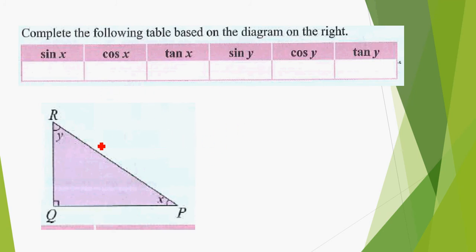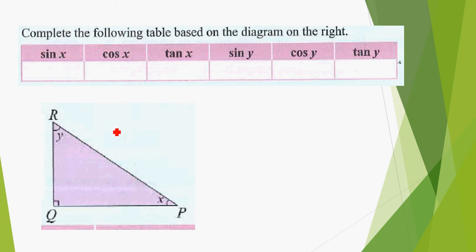So this is the right angle triangle. You have angle X and you also have angle Y in the triangle. The question asks you to find the value of sin X, cos X, tan X, where sin refers to sine, cos to cosine and tan to tangent, and also sin, cos and tan for Y.